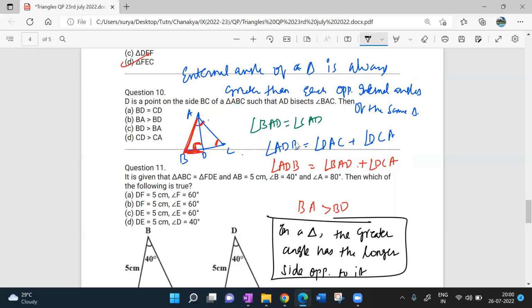Now, can I say here, AC, I mean, what is this? Here, ADC is greater than BAD.